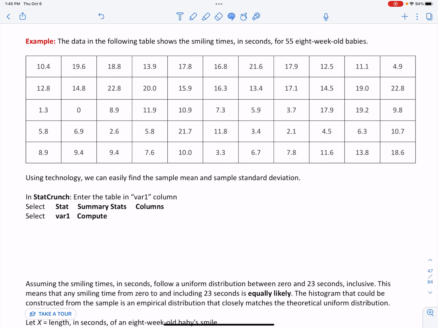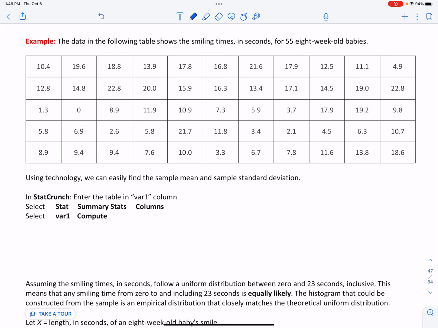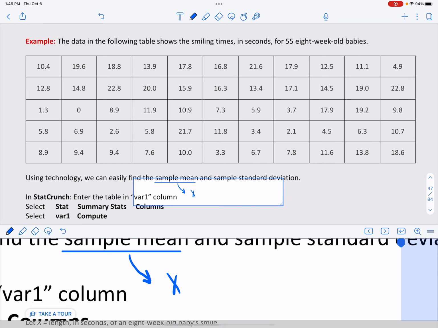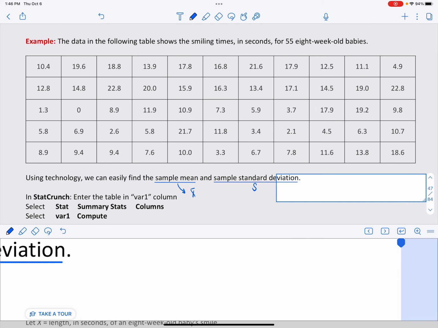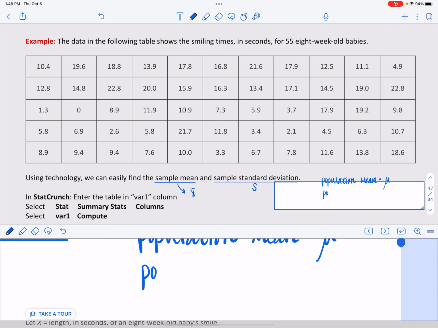So here we go. We are going to look at finding the sample mean and the sample standard deviation for the data in the chart. When we look at the sample mean and the sample standard deviation, I just want to remind you quickly of a notation thing. The sample mean is X bar, and our sample standard deviation is S. Our population mean was mu, and our population standard deviation was little sigma.